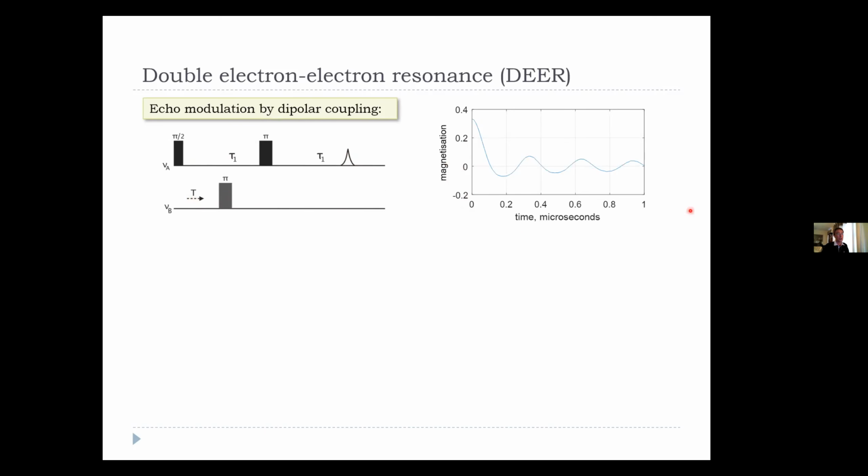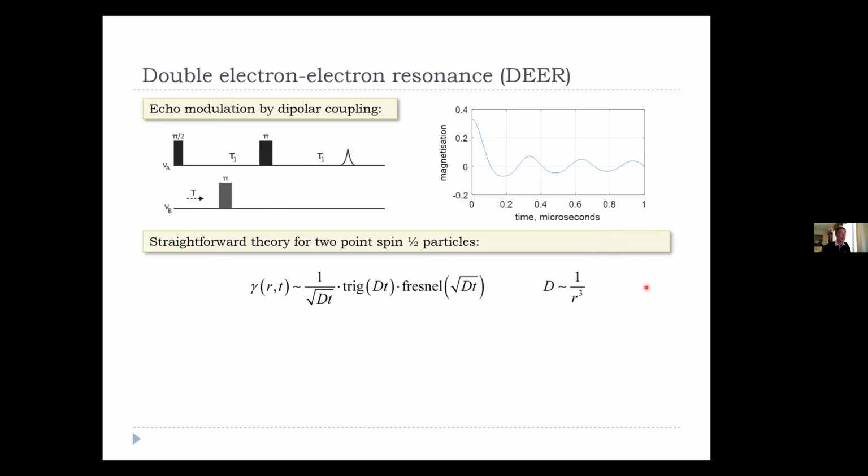a function of that position, and that's your standard DEER trace or quantum bits, as the quantum people are calling it. Straightforward theory, if you have 2-point spin half particles, once you go through the mass at each particular distance, so the dipole coupling is proportional to 1 over distance cubed, you have this general mathematical form, a Fresnel function of that times a trigonometric function of this 1 over root that, and this is called a kernel.